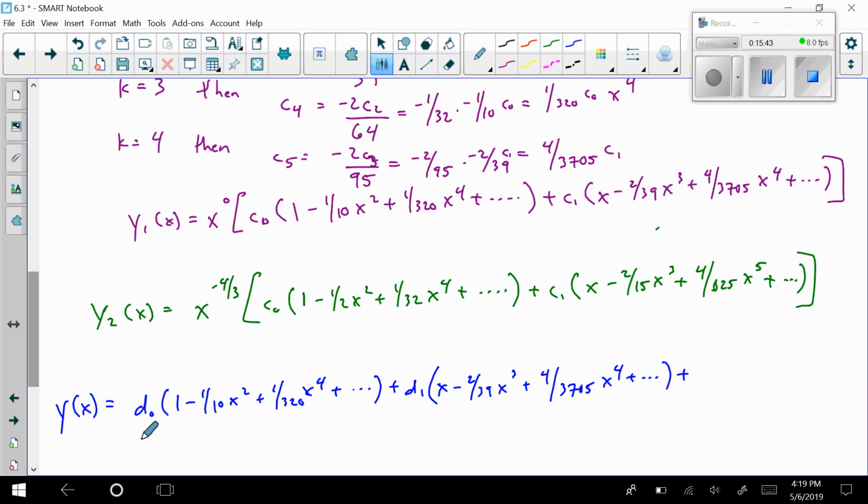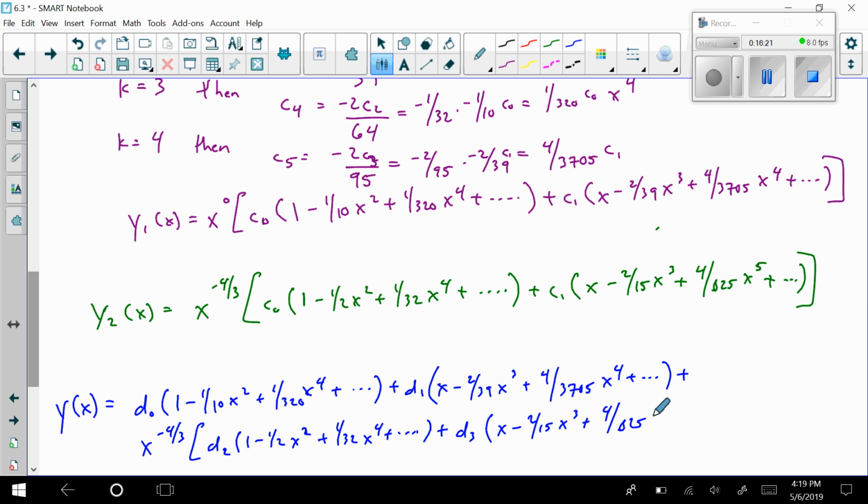plus. Then we come down here, and then we have our x to the negative 4/3 times d sub 2, 1 minus 1/2 x squared plus 1/32 x to the 4th plus dot dot dot, right, so on, plus my d sub 3 times x minus 2/15 x to the 3rd plus 4/825 x to the 5th plus so on. That closes this one out, and this is one giant solution in here.